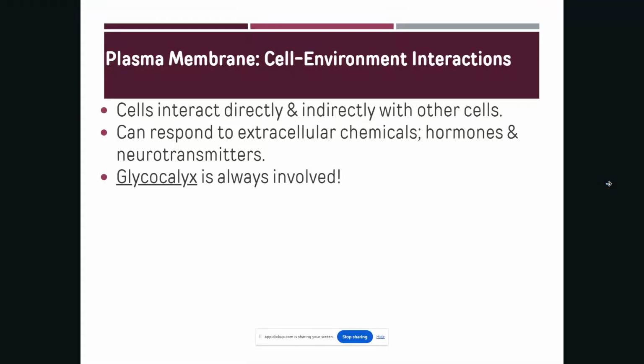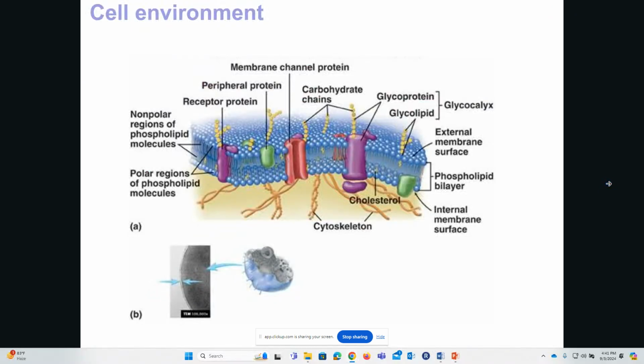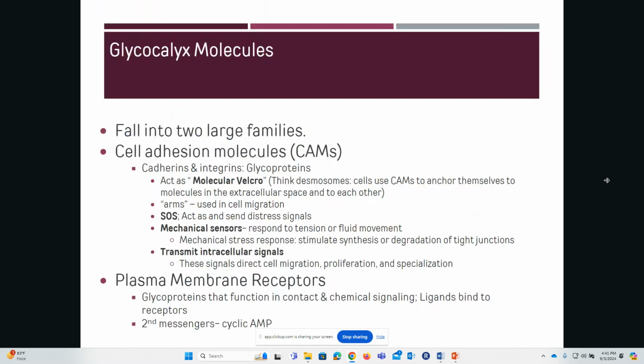Let's talk more about plasma membranes and how they're used to help cells interact with each other. It almost always involves the glycocalyx. And the glycocalyx is that sugar coat on the outside of cells that consists of carbohydrate chains, glycoproteins, and glycolipids. So it's found in that extracellular space.